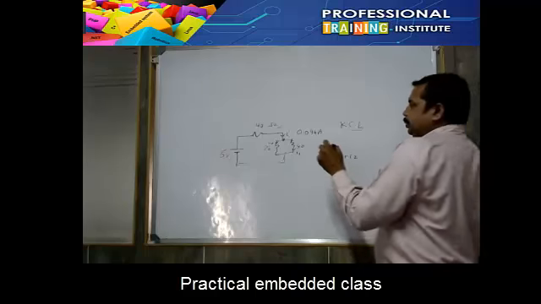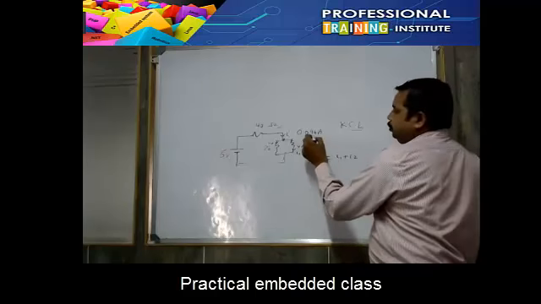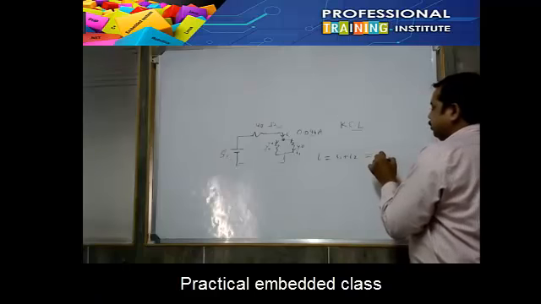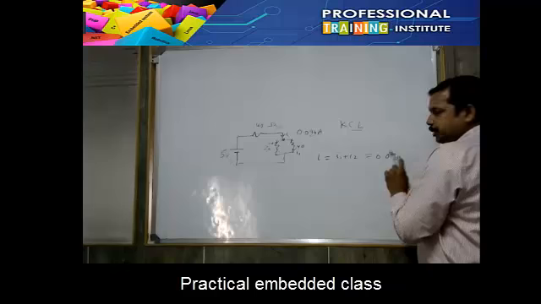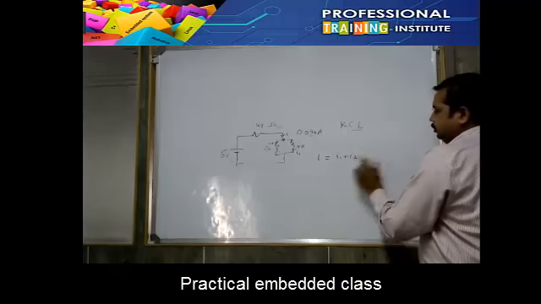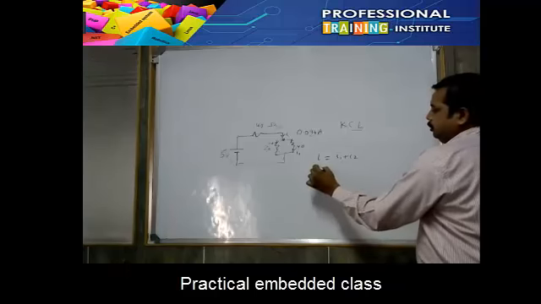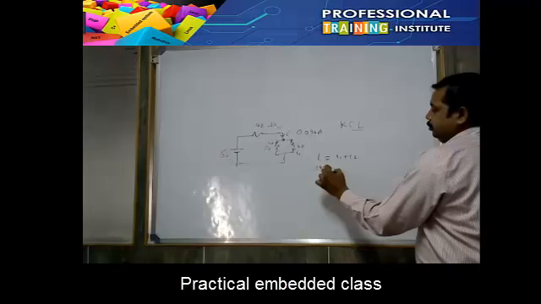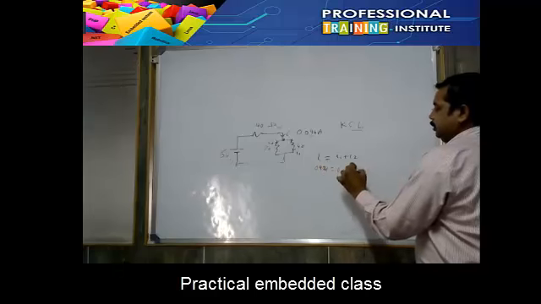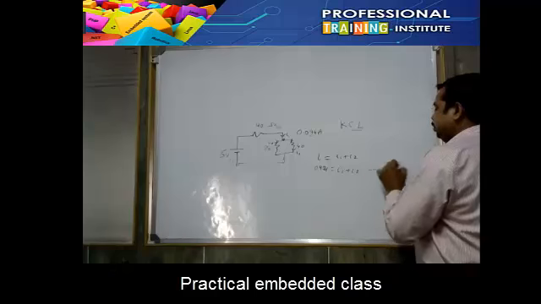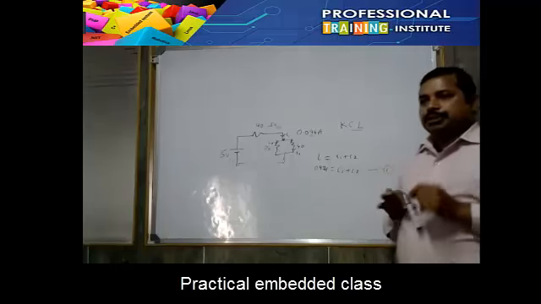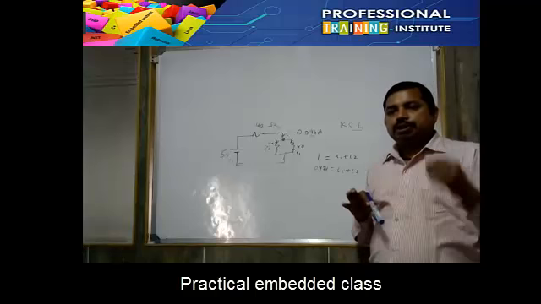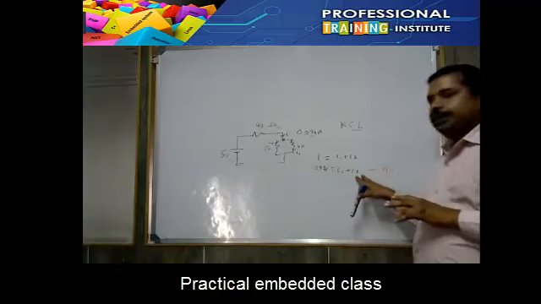Fine. So we know the total I. So this becomes 0.0294 equal to I1 plus I2. So this becomes our first equation. Okay. We need one more equation to solve for I1 and I2.